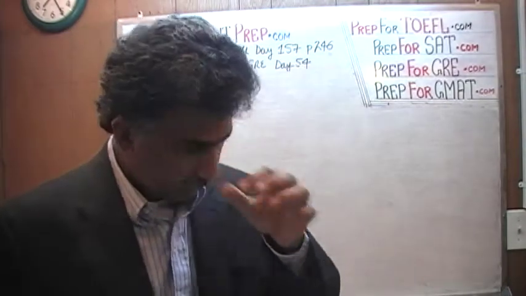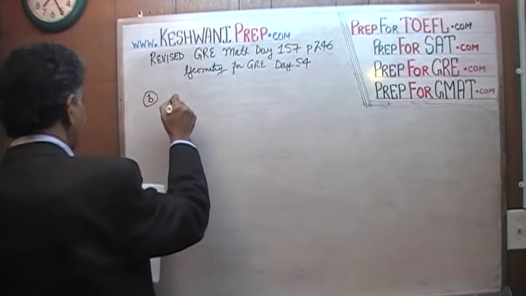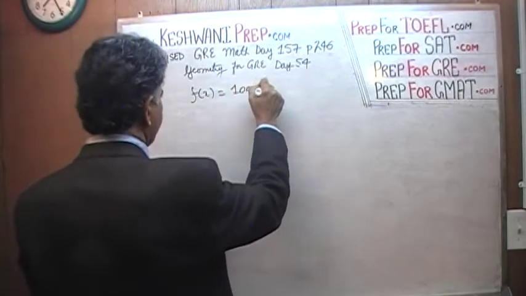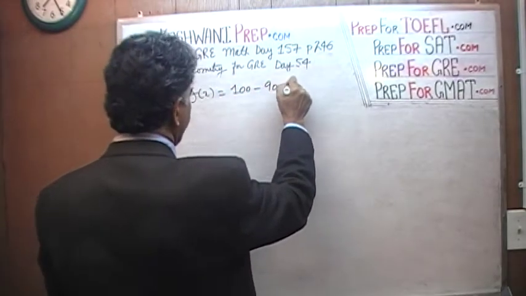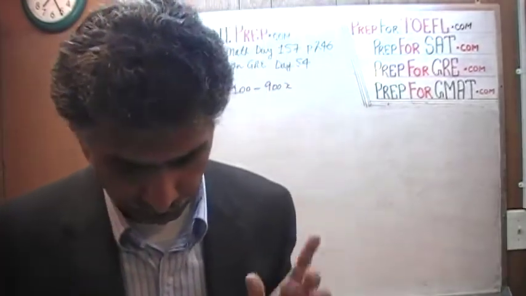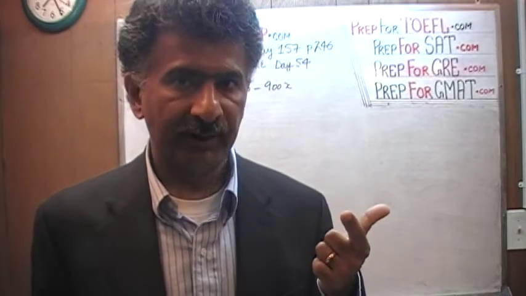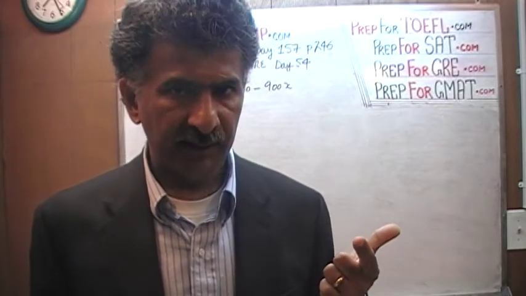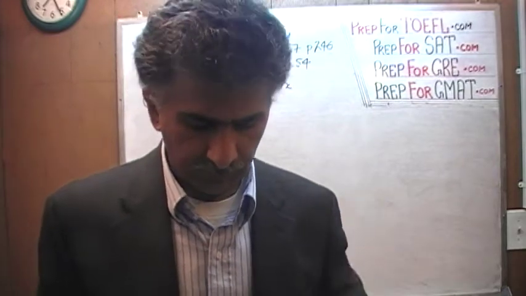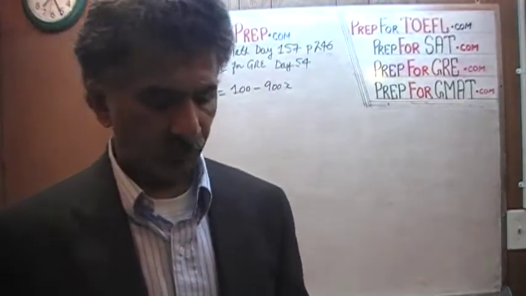Problem number 21, part B. We are told that f of x equals 100 minus 900x. For this particular function, we have to tell them what the domain is, describe what the graph looks like, in other words plot it, and also figure out its x and y intercepts. So there are 4 or 5 things that we have to do, and while we are at it, we will also figure out the slope.